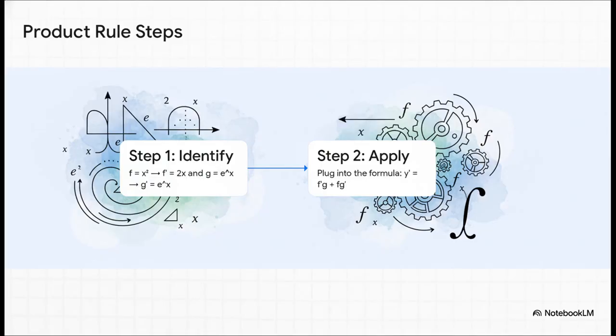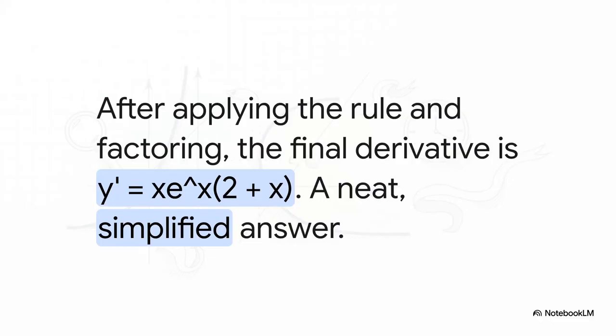The process is pretty mechanical once you know it. First, we identify our two functions. Let's call f x squared, which means its derivative, f prime, is 2x. We'll call g e to the x, and its derivative, g prime, is just e to the x. Now we just have to plug those four pieces into the product rule formula, f prime g plus f g prime.